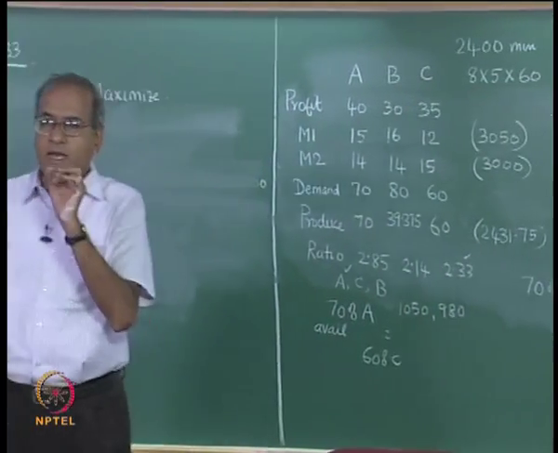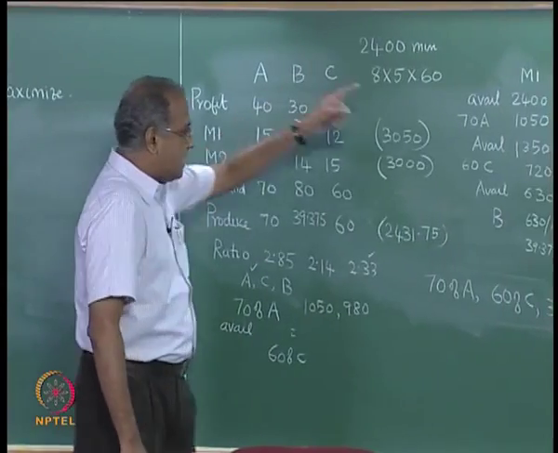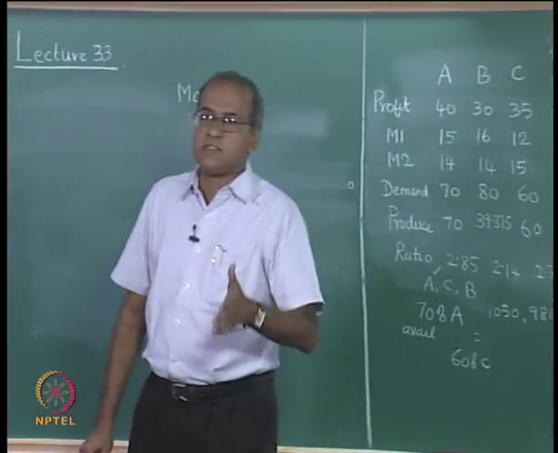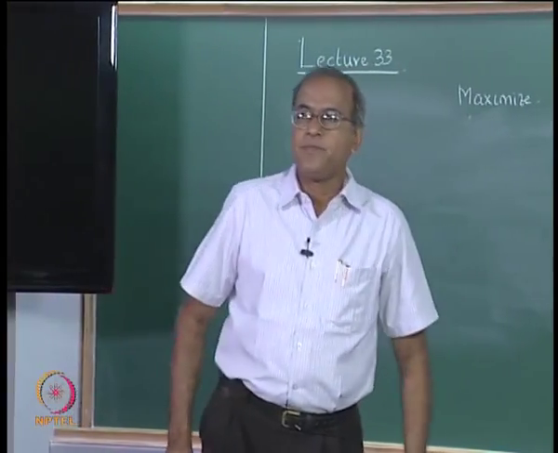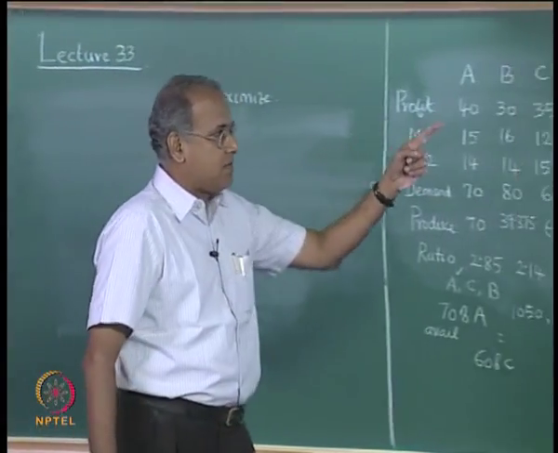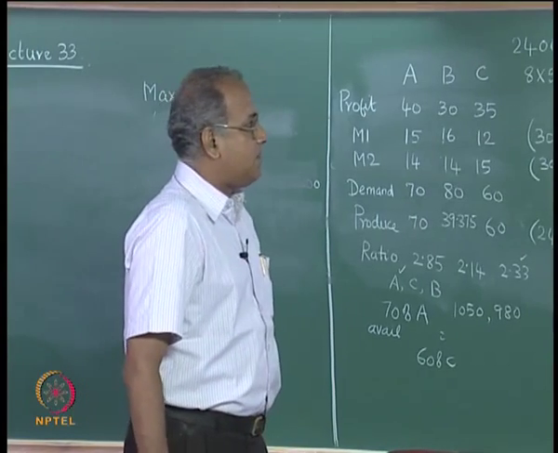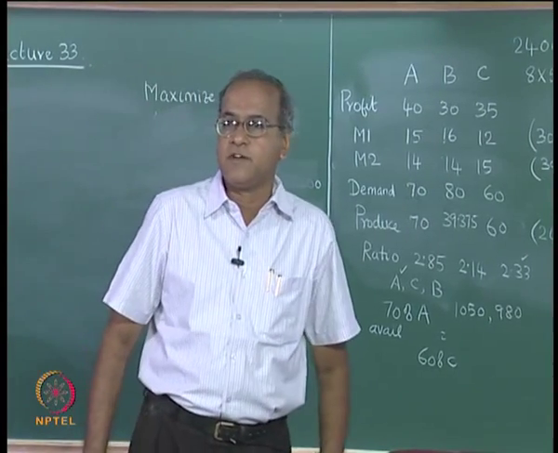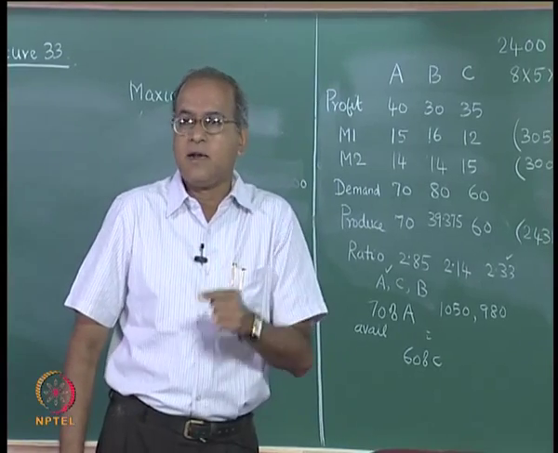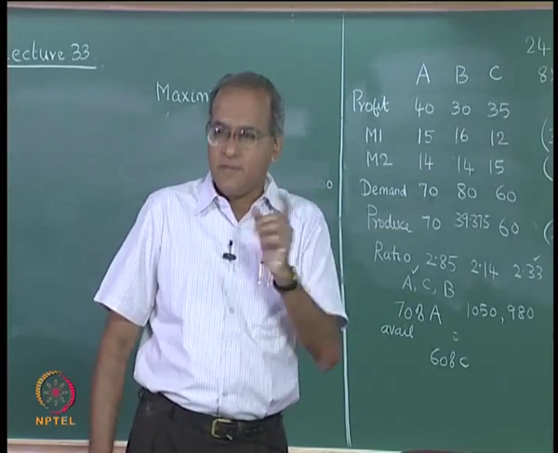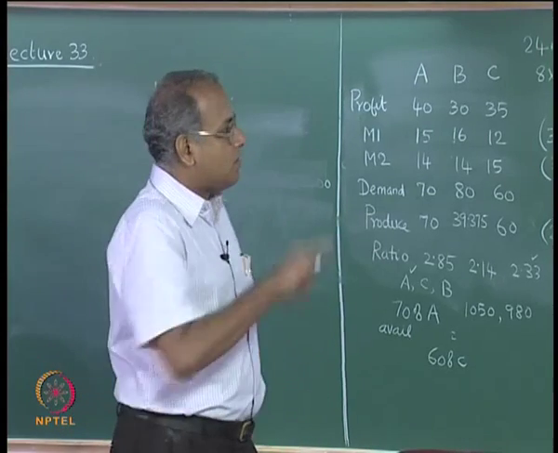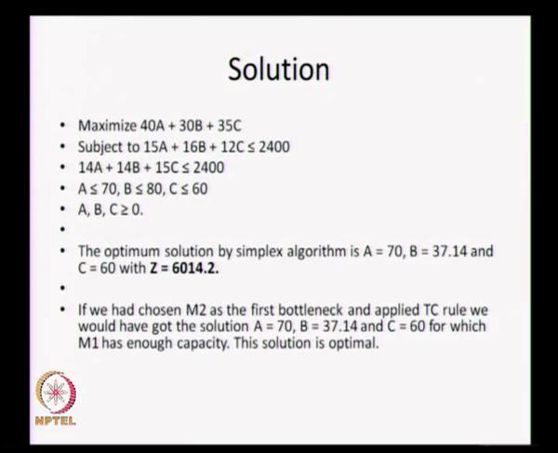Now, in this particular example, it turns out that this kind of an implementation actually gives the optimum solution, because the corresponding linear programming problem is given in the slide. So, it will be maximize 40A plus 30B plus 35C, where A, B and C here represent the number of units of A, B and C produced. So, the linear programming solution would give us 70 of A, 37.14 of B and 60 of C, with 6014.2 as the optimum value.